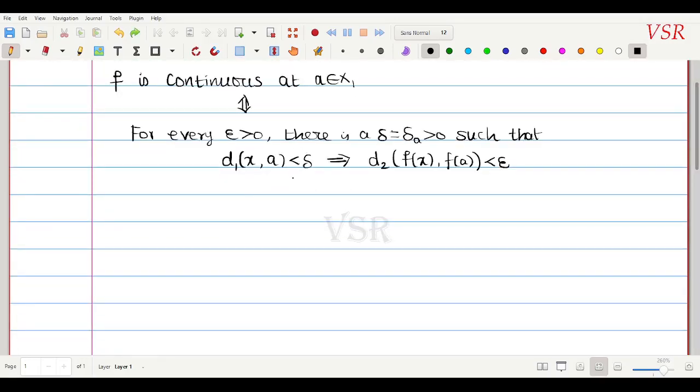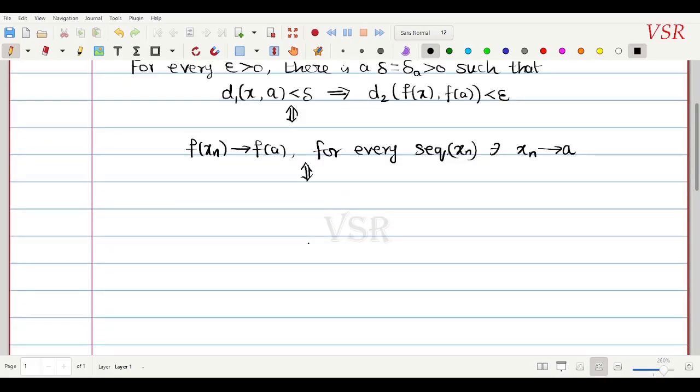That is if and only if, for every sequence, F of xn converges to F of A for every sequence xn such that xn converges to A. xn A-க்கு converge ஆச்சு அப்படின்னா F of xn converges to F of A. So இது அடுத்த characterization. Okay, so the third characterization is the inverse image of that is, notation எழுதிடுறேன்.